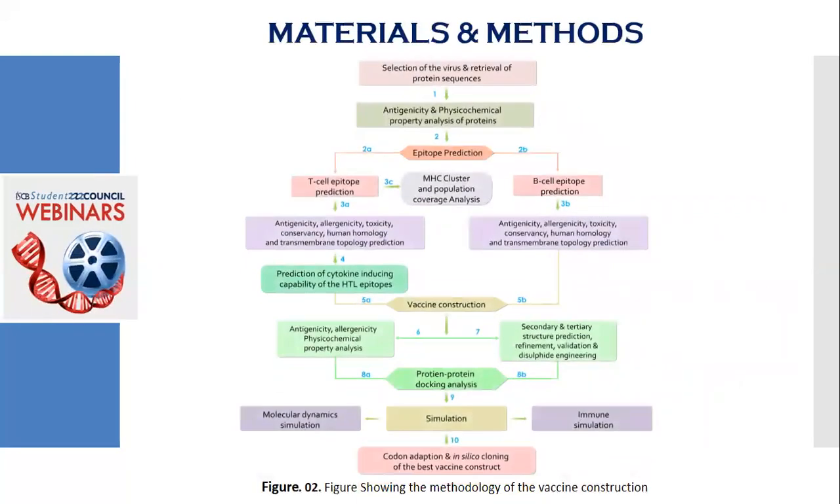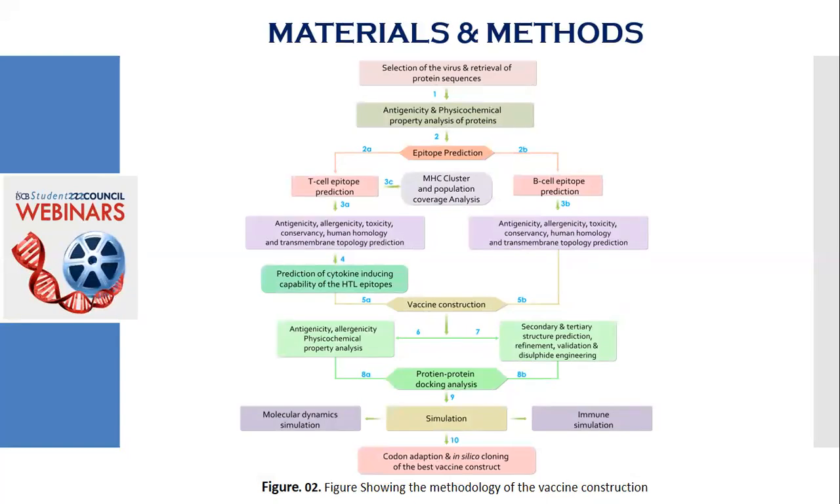In our materials and methods, we followed a methodology starting with the selection of the virus and retrieval of the protein sequences using the NCBI and UniProt databases. After that, we went for antigenicity and physiochemical property analysis of the selected proteins, which was followed by the most important part of the research, the epitope prediction using the IEDB server. We predicted T and B cell epitopes, which were rigorously assessed for antigenicity, allergenicity, toxicity, conservancy, human homology, transmembrane topology, and cytokine-inducing ability.